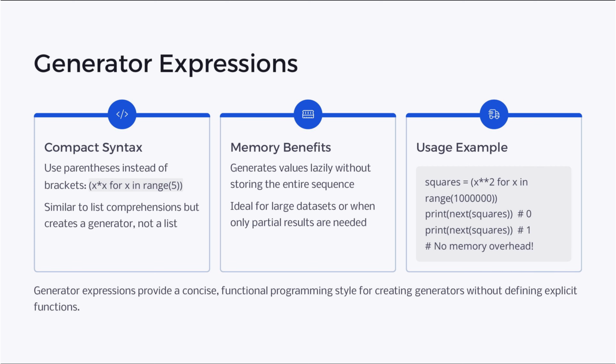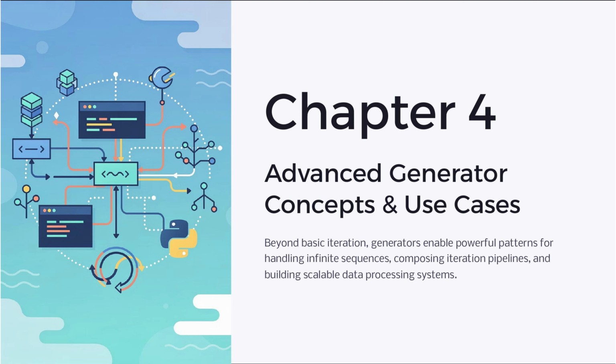They generate values lazily, providing memory efficiency, especially for large datasets. For example, squares = (x**2 for x in range(1000000)) efficiently computes squares without memory overhead, ideal for partial results. Advanced generator concepts extend beyond basic iteration, enabling efficient handling of infinite sequences and scalable data processing. They allow for composing iteration pipelines, crucial for processing large datasets.